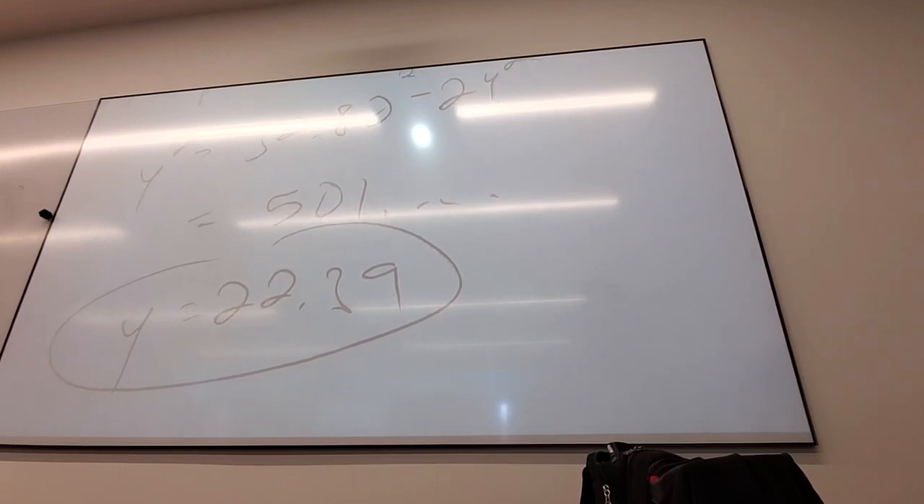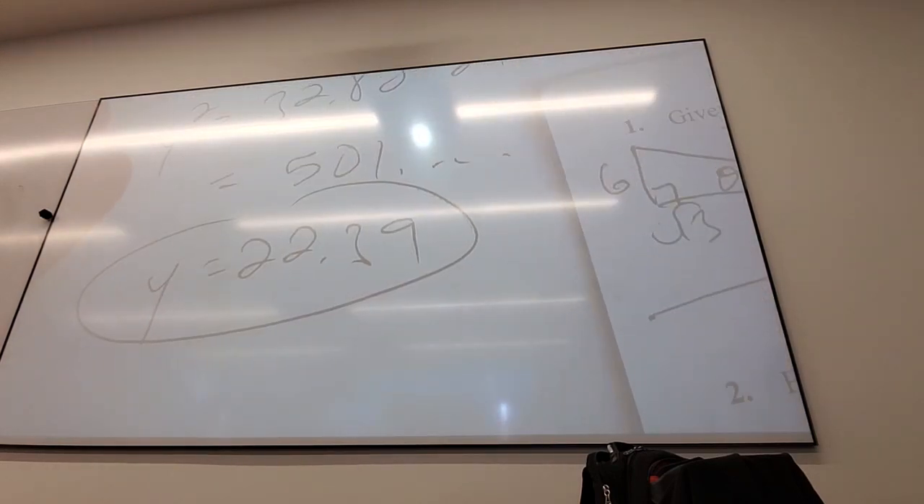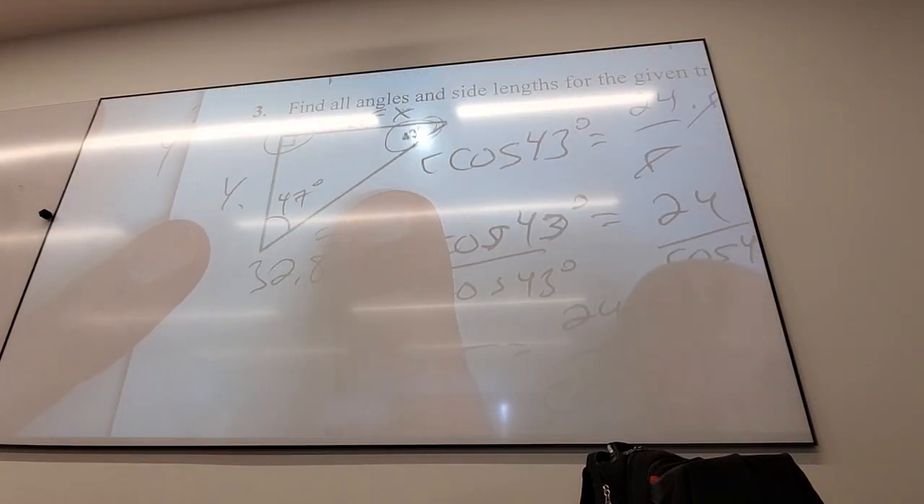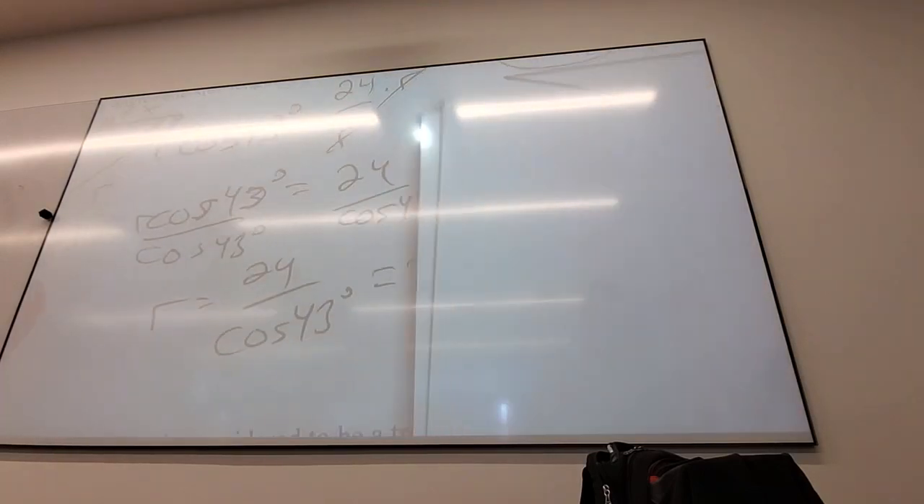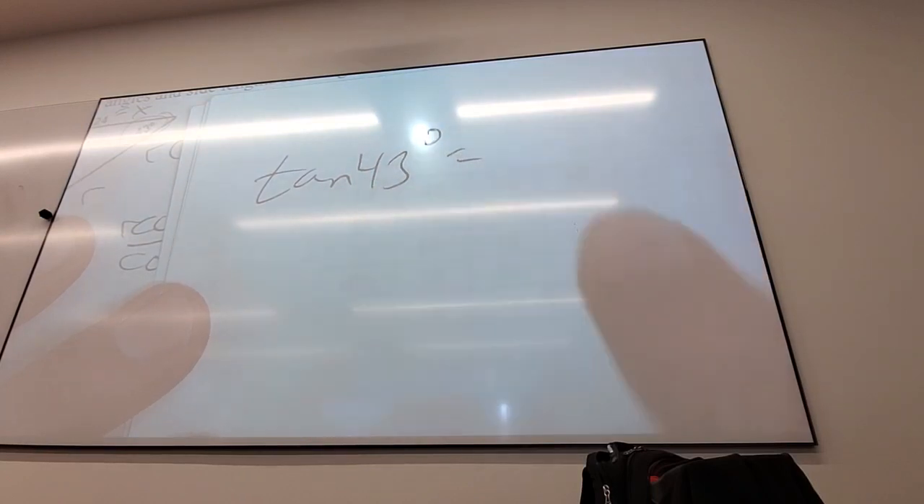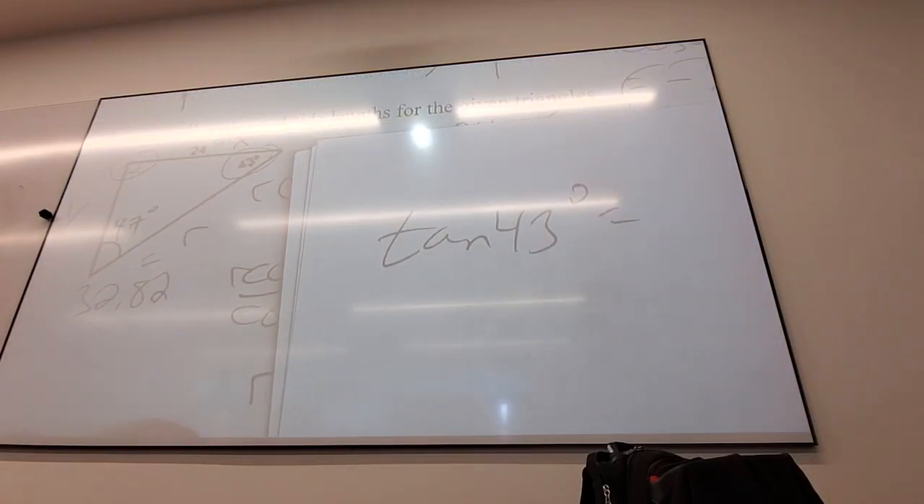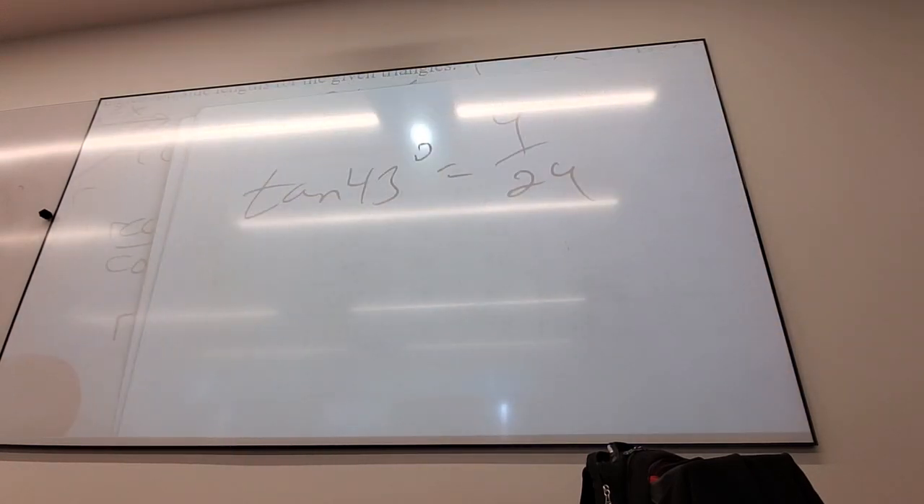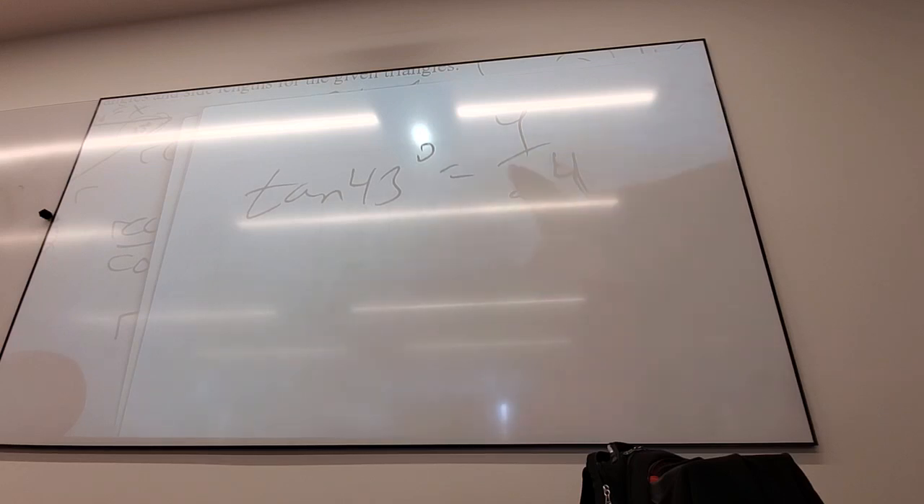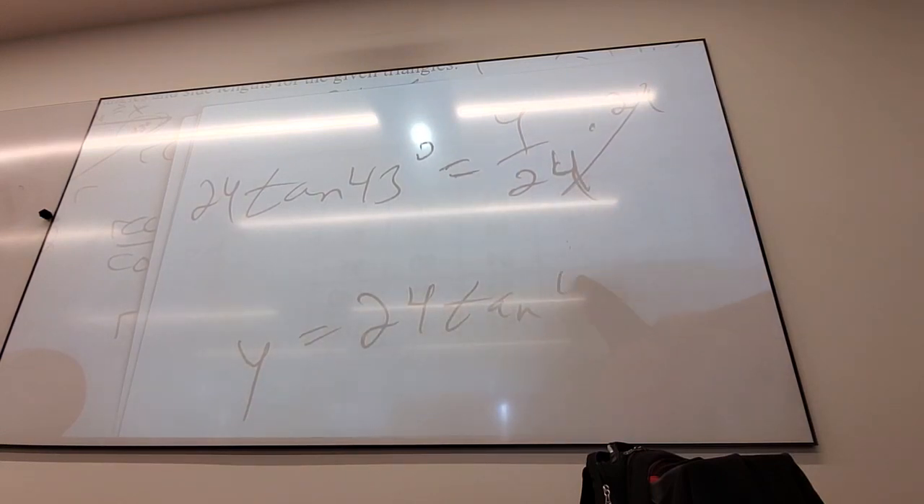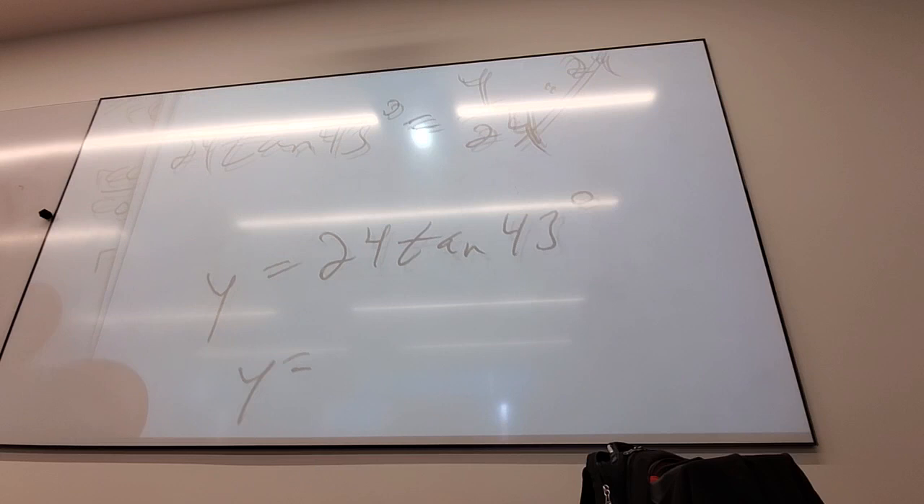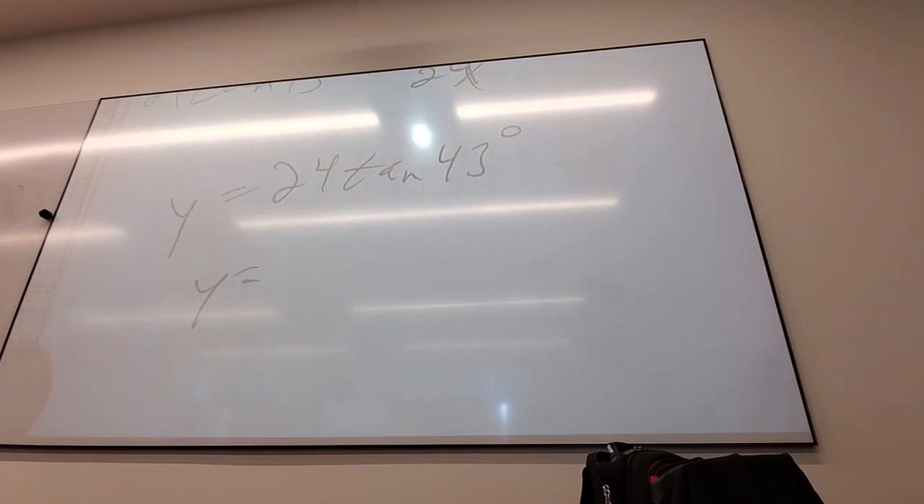All right, so see what we get real quick. If I instead did the tangent, the tangent of 43 degrees would be what? Y over 24. Yeah, it'd be y over 24. Now this one's nice. How do I solve for y? Y equals 24 tangent. Yeah, I multiply by 24. Everybody make sure that's right.